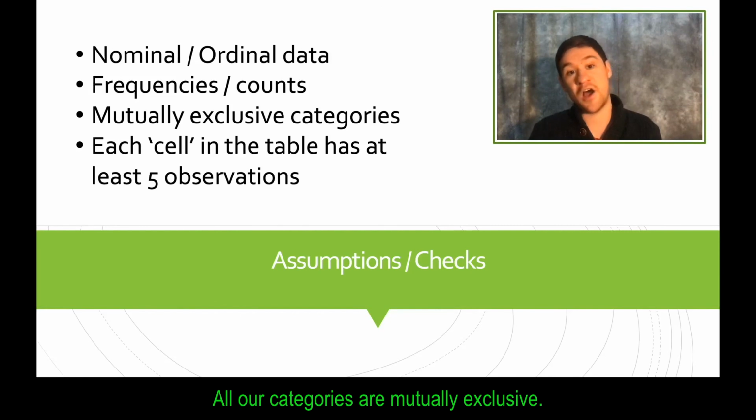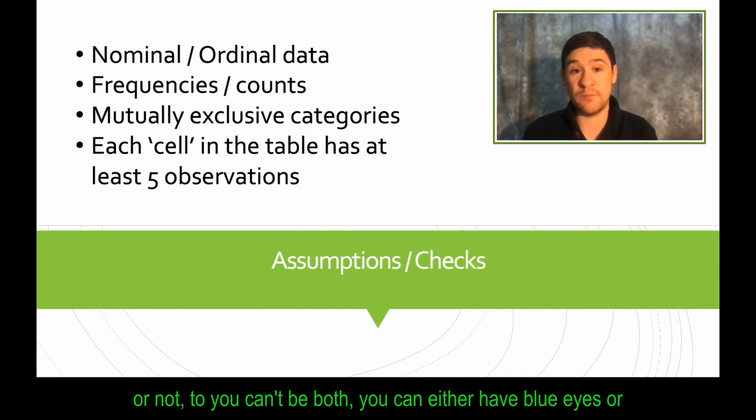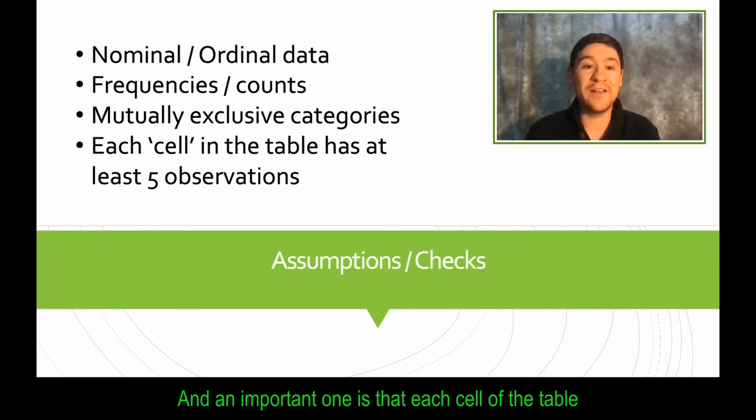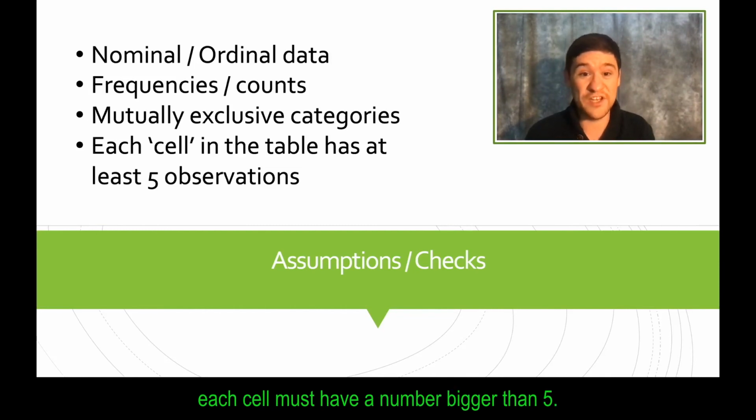All our categories are mutually exclusive. So one of the assumptions is that you can either wear glasses or not. You can't be both. You can either have blue eyes or green eyes. You can't be both. And an important one is that each cell of the table contains at least 5 observations. So in our table, each cell must have a number bigger than 5.